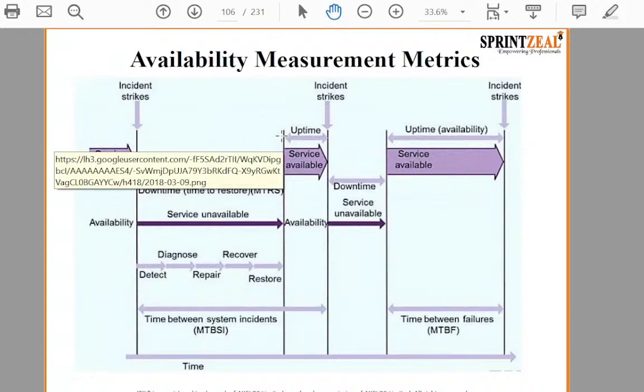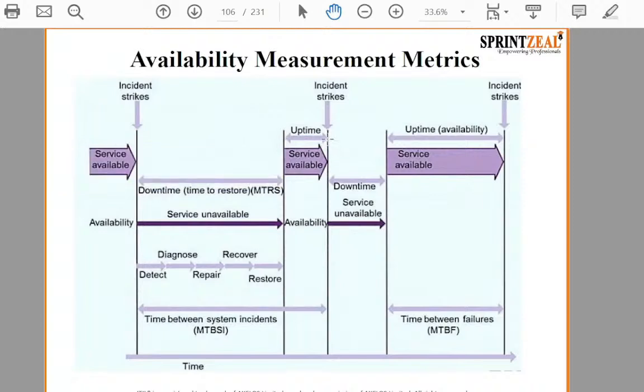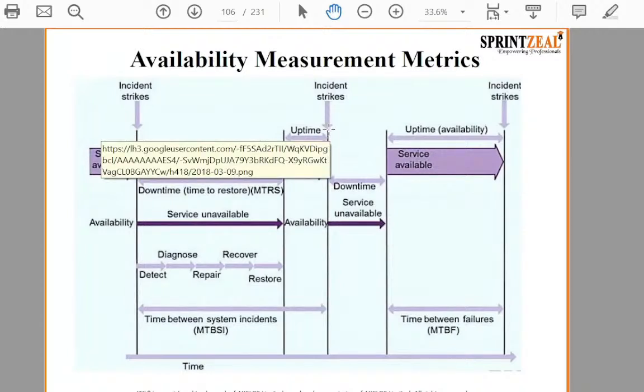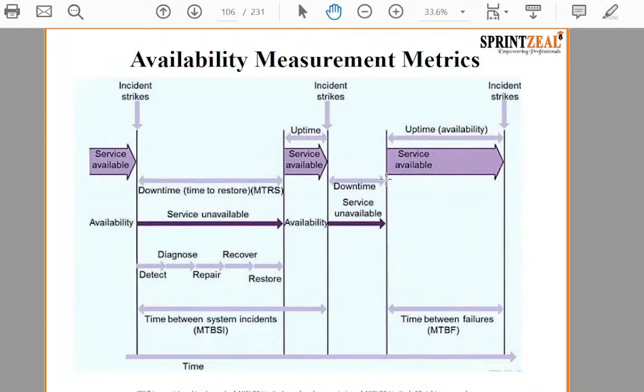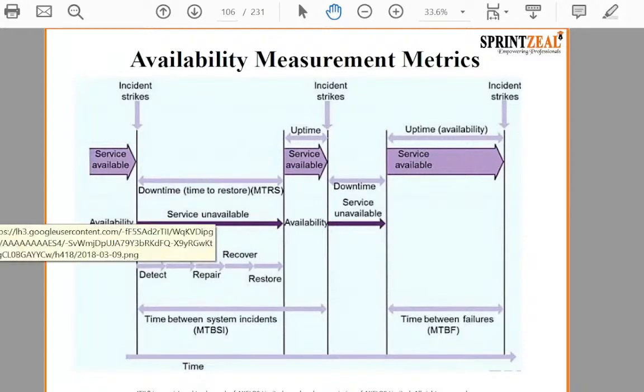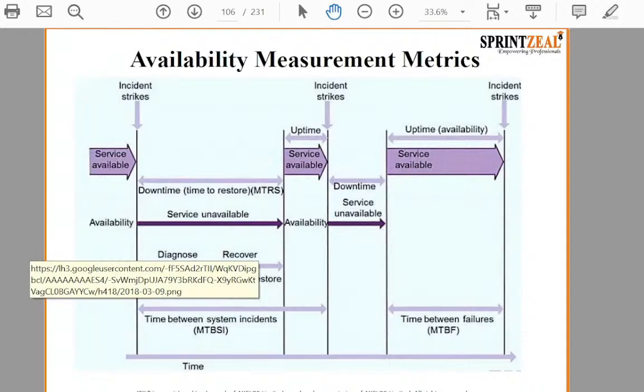You call later in the evening because the service is down again, and another incident strikes, and we'll talk about what an incident is. The system is down again. The moment that service comes back up and is available, the start of uptime begins where we're calculating the availability. So the downtime is the time to restore. That's the time between when an incident happened and the system is restored. That's called time to restore or mean time to restore, MTRS.